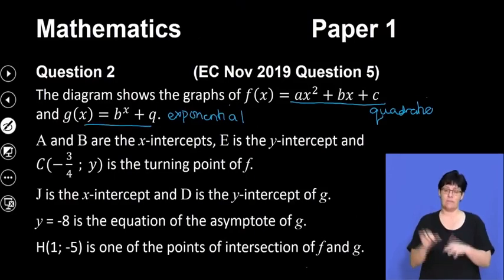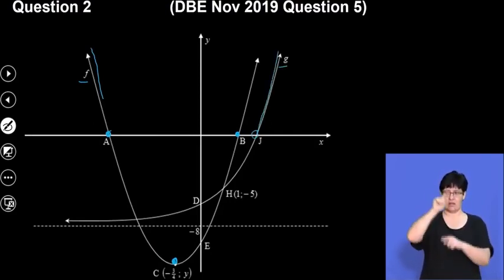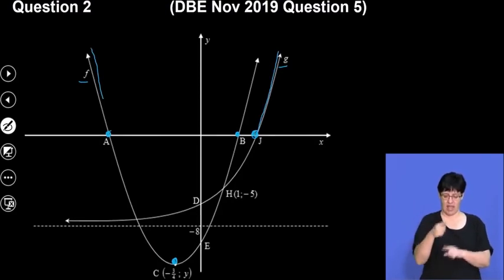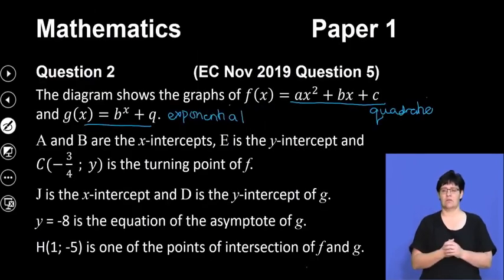Okay, let's go back. We're also told that J is the x-intercept and D is the y-intercept of g. So let's go and look at that now. So here we have g. g is this exponential function, and we can see there J is the x-intercept, and D over here is the y-intercept. Oh, and let's not forget that D over there, that's the y-intercept of the parabola. Okay, sorry, I went forward instead of back. Okay, and y equals -8 is the equation of the asymptote of g.